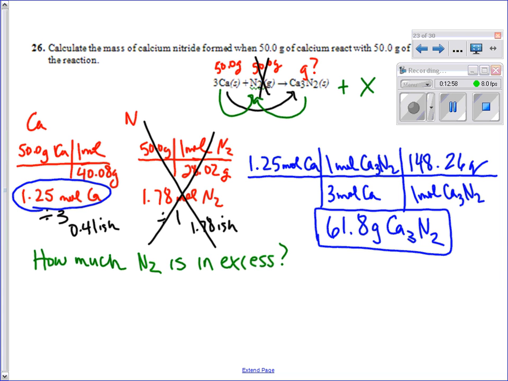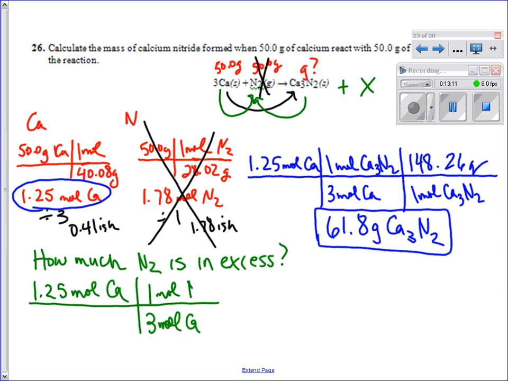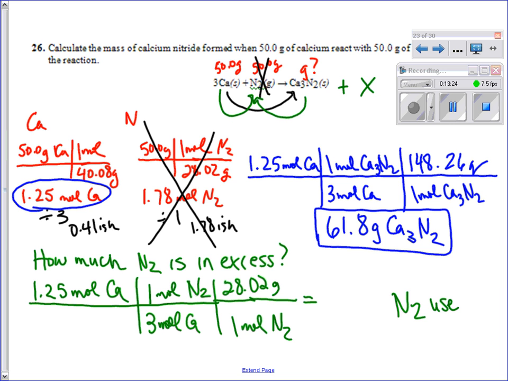So we're going to start with our calcium again, our 1.25 moles of calcium. For every 3 moles of calcium, I have 1 mole of N2. And then for every 1 mole of N2, I have 28.02 grams. This is how much nitrogen was used in the reaction. What does that turn out to be? 11.7 grams. All right, that's how much is used, but that doesn't answer our question.